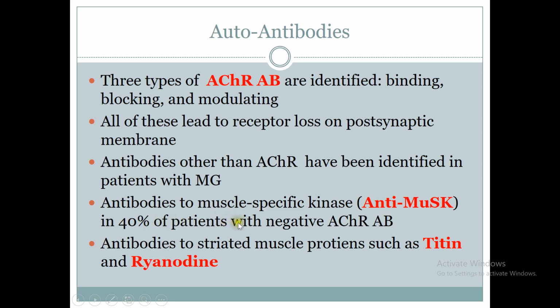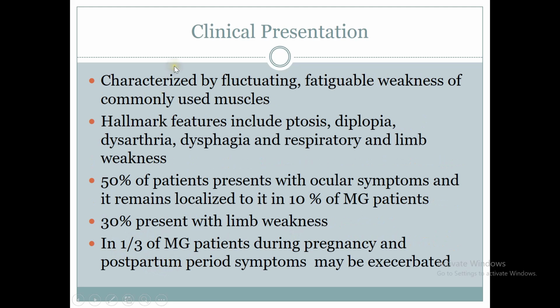Here you can see normal postsynaptic muscle receptors for acetylcholine, and when the acetylcholine neurotransmitter binds, it causes muscle activation. While here, these blocking antibodies block the binding of acetylcholine at the postsynaptic membrane, so muscle activation is inhibited.